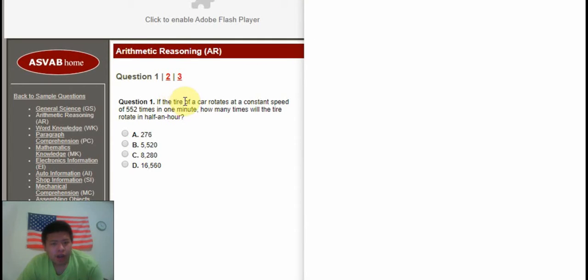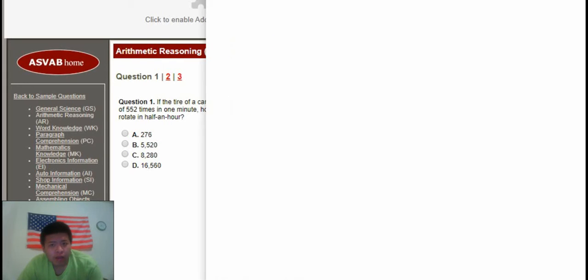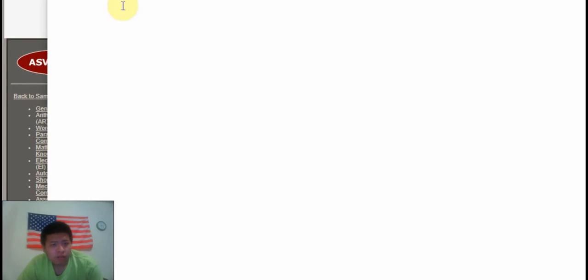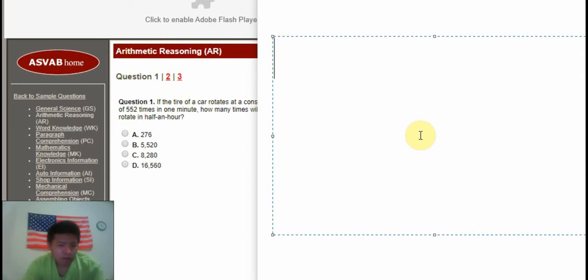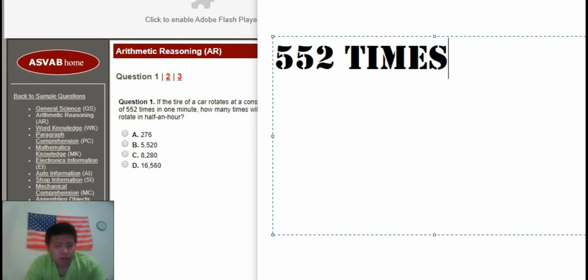If the tire of a car rotates at a constant speed of 552 times in 1 minute, how many times will the tire rotate in half an hour? So that we have 552 times in 1 minute.